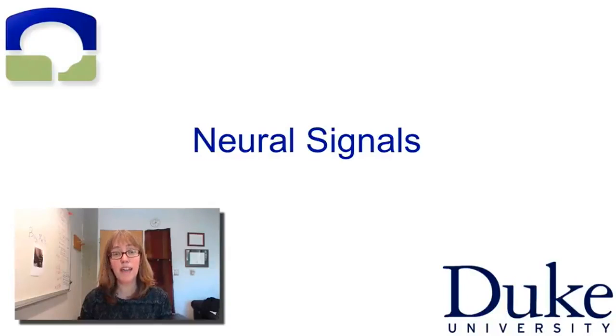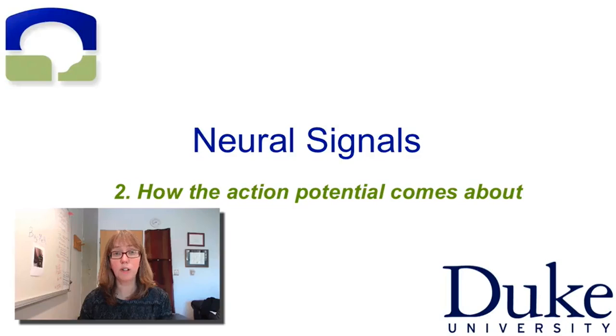This video is about the action potential, a particular kind of signal that occurs in many neurons in the brain. You'll get a chance to apply what you learned about how the resting membrane potential comes about to make some educated guesses about how action potentials occur as we go along.